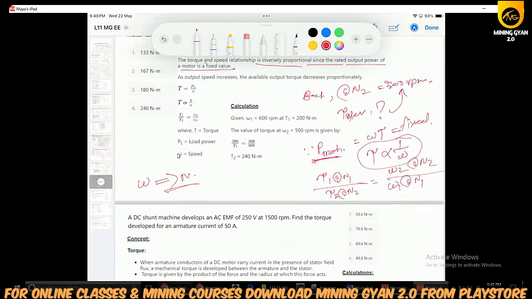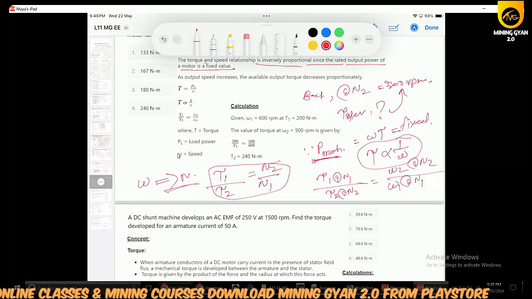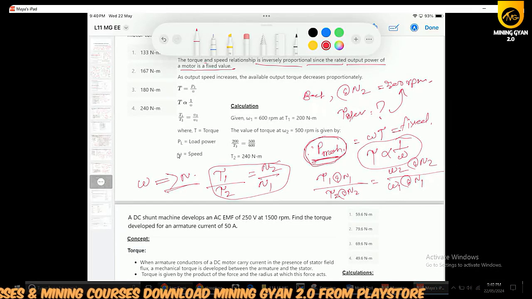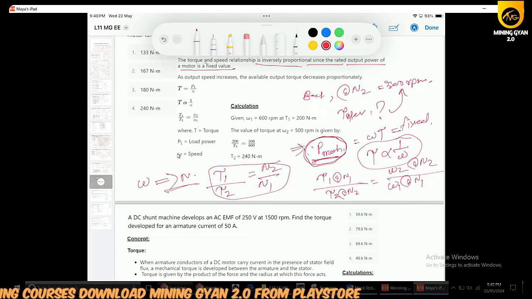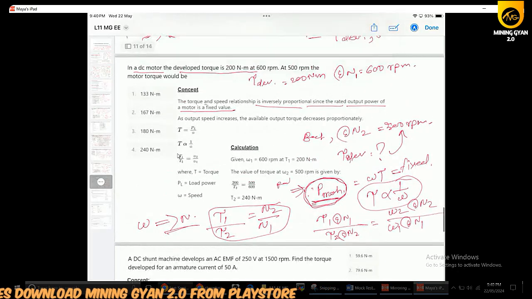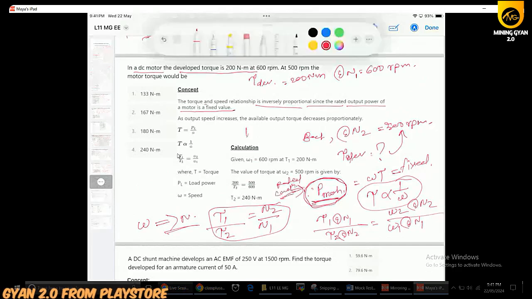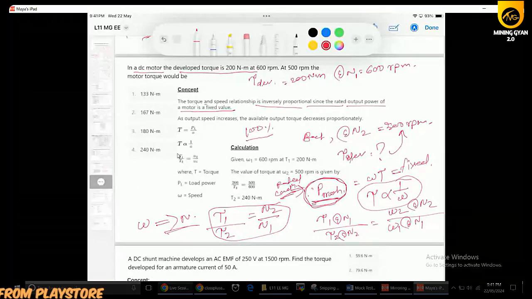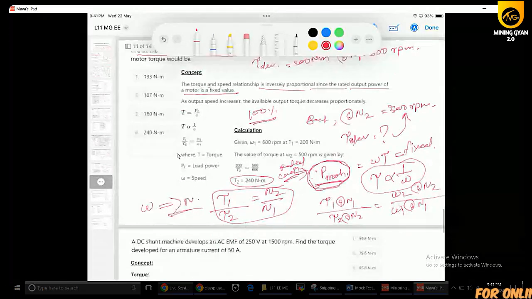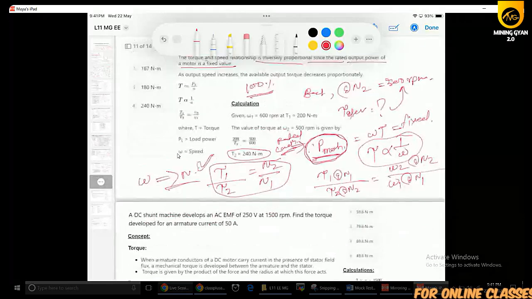Then you can calculate T1 divided by T2 equals N2 by N1. This is the relationship when the power is constant, when the machine is operating at its rated condition. Rated condition means we are utilizing the machine at its 100% loaded condition. This is how you can calculate the T2 value in terms of Newton meter. This is the relationship. It is useful to remember.